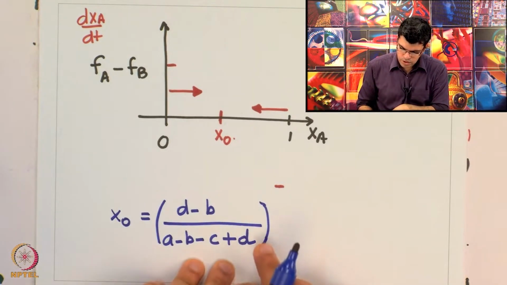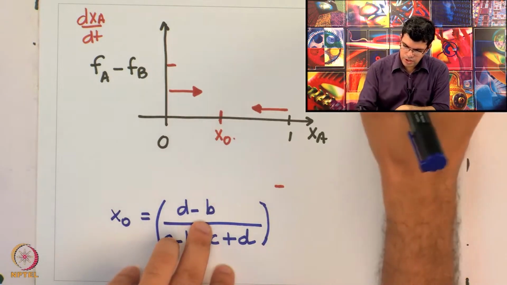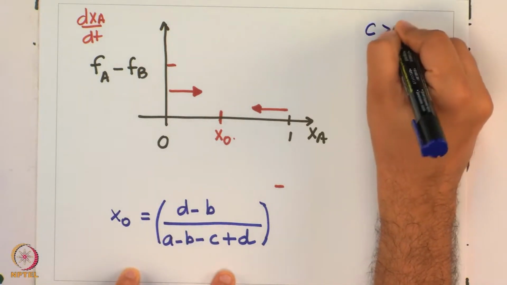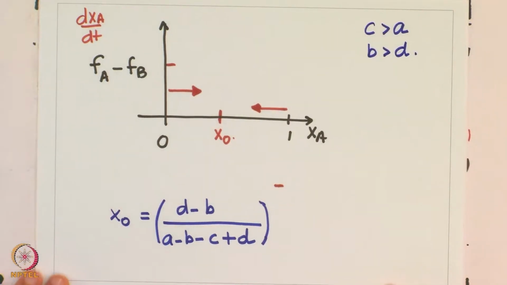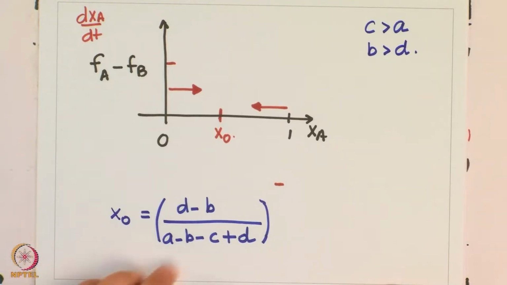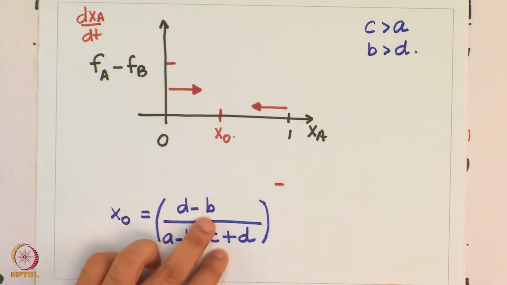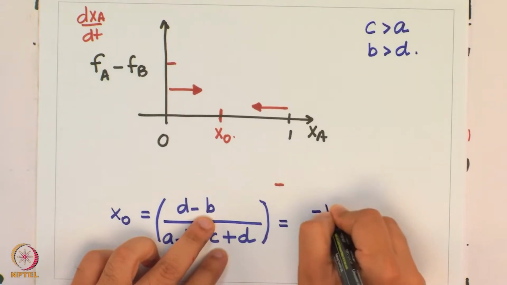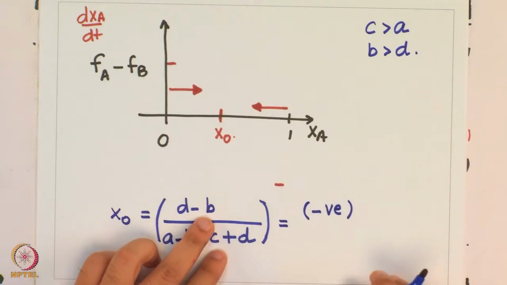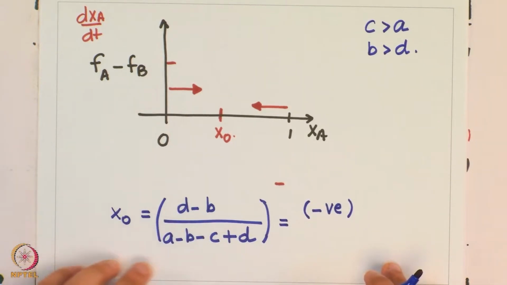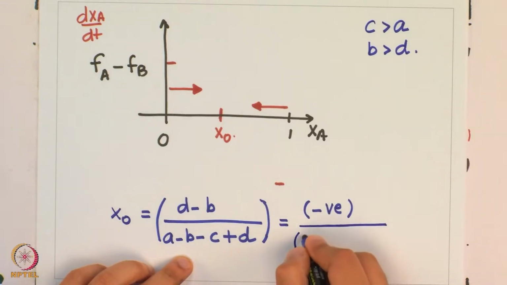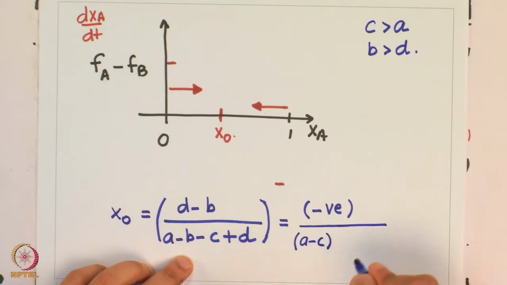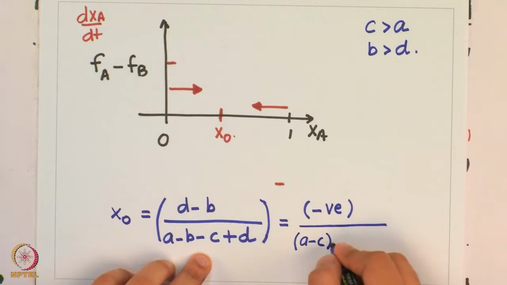So, what does the numerator tell us? Remember, the conditions we are working under are c is greater than a and b is greater than d. Those are the conditions that we are working under. Now, if that is the case, b is greater than d, that means the numerator is negative, because d is less than b. But what about the denominator? I can write the denominator in the following fashion. I can write this as a minus c minus b minus d.